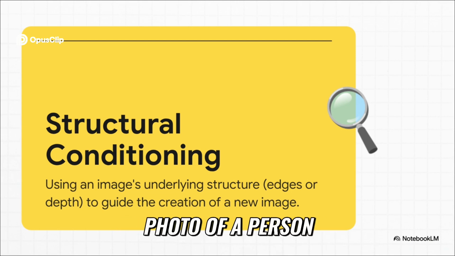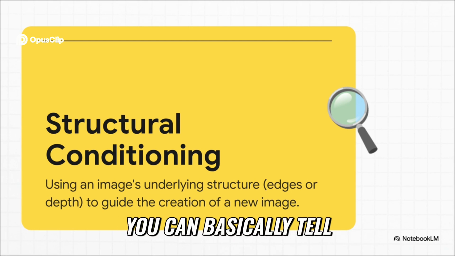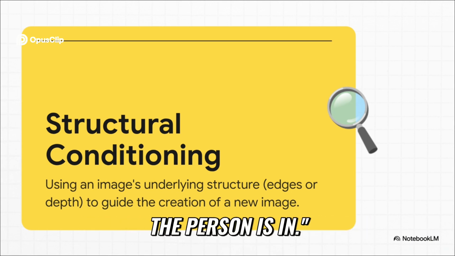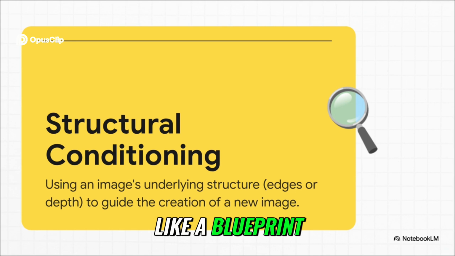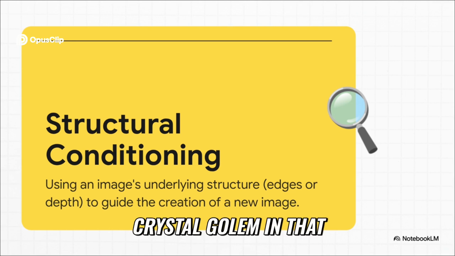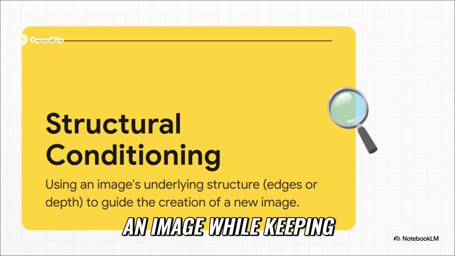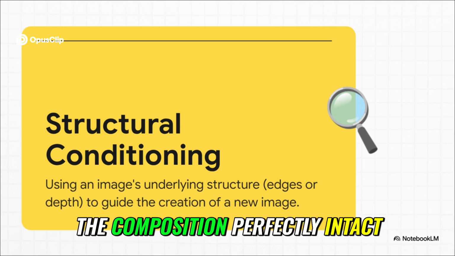Imagine you've got a photo of a person. With this tool, you can basically tell the AI, hey, ignore everything about this photo except the pose the person is in. You extract that pose like a blueprint, and then you can say, now draw me a crystal golem in that exact same pose. It lets you totally reskin an image while keeping the composition perfectly intact.